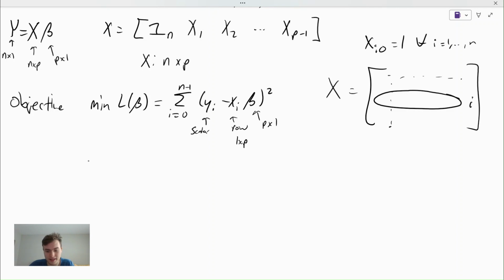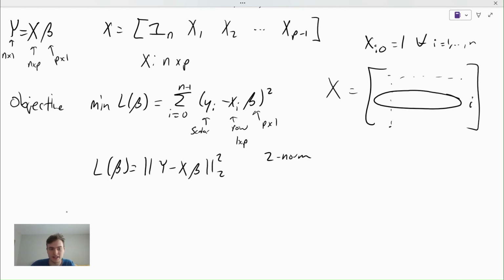We said we could write that in matrix notation as well, right? So L of beta equals the norm of y minus x beta, squared, where the subscript 2 and the exponent 2 mean the 2 norm squared. So that's exactly the same as taking each element, squaring it, and then adding it all together. Same as the sum of squares.